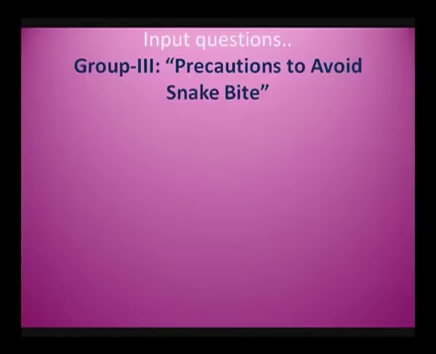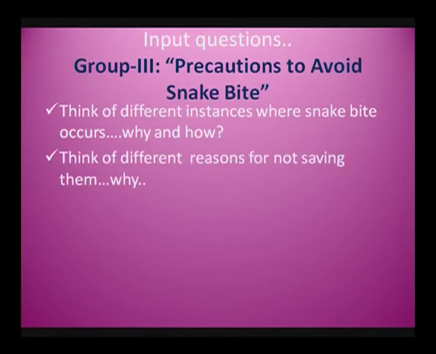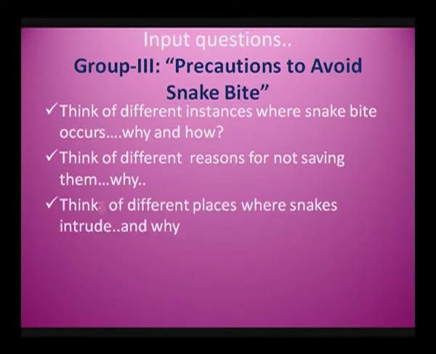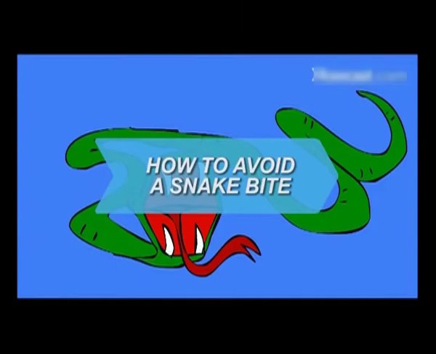Input questions for group 3. Precautions to avoid snake bite. Think of different instances where the snake bite occurs, why and how. Think of different reasons for not saving them, why. Think of different places where the snake intrude and why. List the different measures to avoid such incidents. Watch this video. Know to keep snakes at bay.